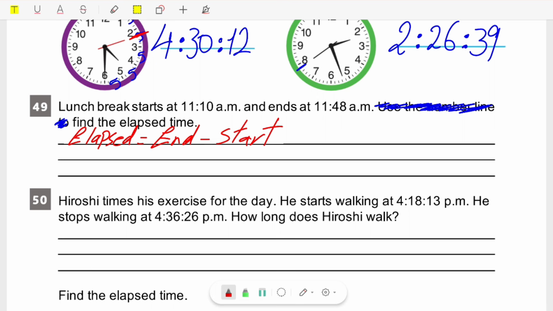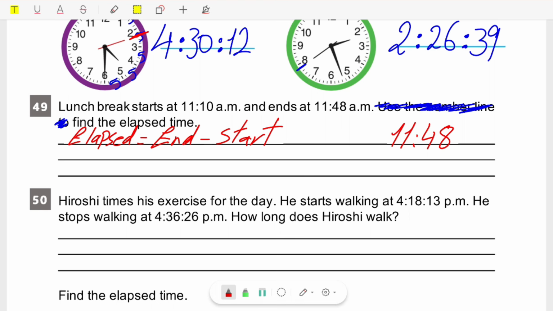So we said not to confuse yourself about this: search for the end time. If we have the end time, we're going to subtract. If we don't have the end time, we're going to add. So we have the end time here. The end time is 11:48. So we're going to start by subtracting.